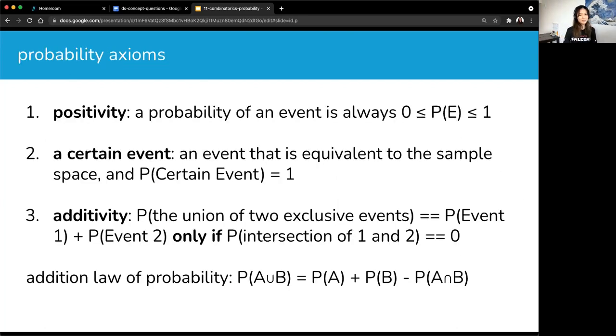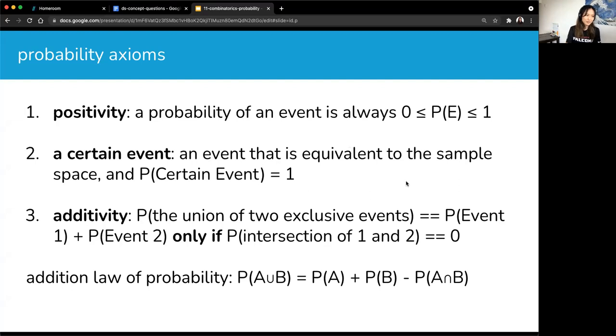Okay, this is just some more theory. A lot of it is kind of self-explanatory, but there are 3 probability axioms. Axioms are sort of like rules. So first there's a positivity axiom, which is that the probability of an event is always between 0 and 1. 0 and 1 are included in this as well. So you can have the probability of something being 0, you can have the probability of something being exactly 1.